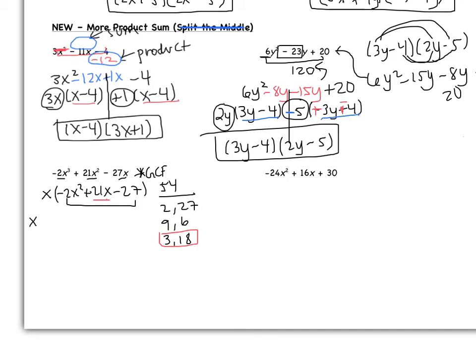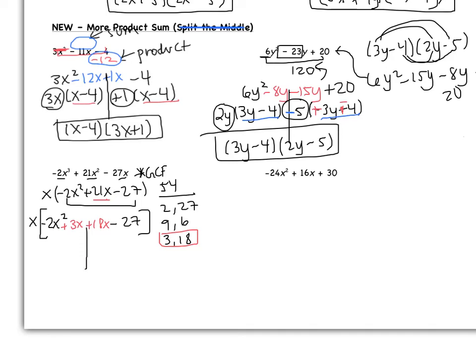So I'm going to keep this x outside. I have my -2x squared and my -27, which stay the same. That 21x now is going to be written as positive 3x and positive 18x. Okay, so positive 3, positive 18, that adds to be 21, and it multiplies to be 54. So now I'm going to split down the middle.